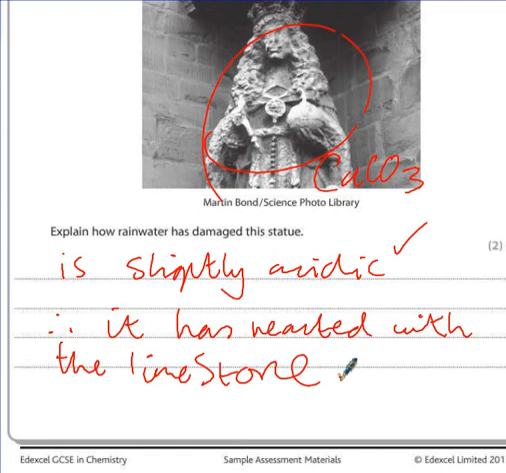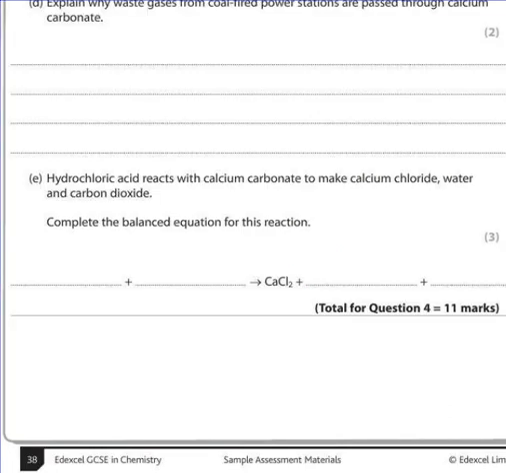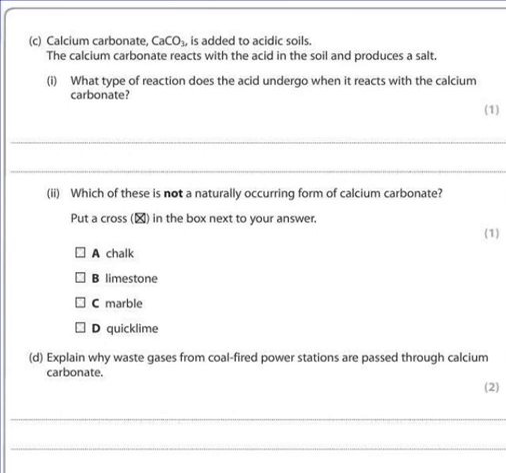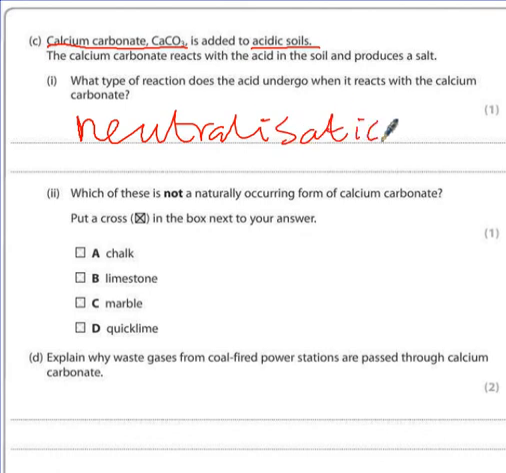Right, next one. We're still on question 4, but calcium carbonate is added to acidic soils. What sort of reaction is that? Well, it's neutralization. So we're talking about an acid and an alkali, or acid and base, is neutralization.